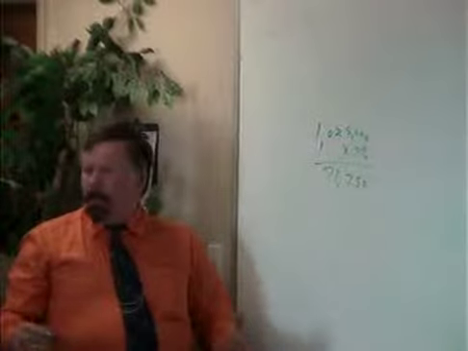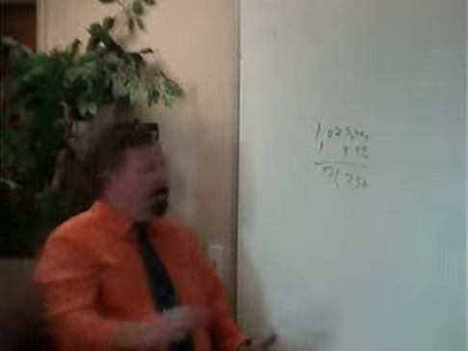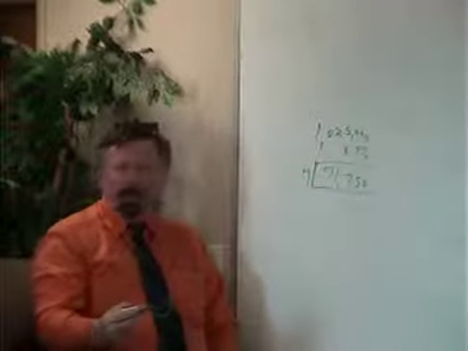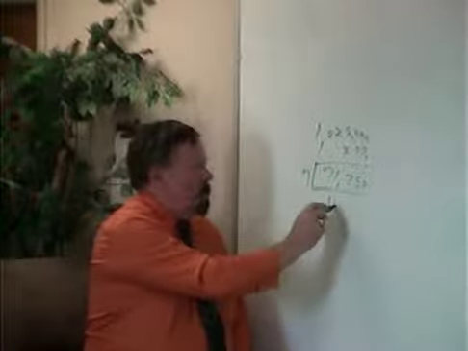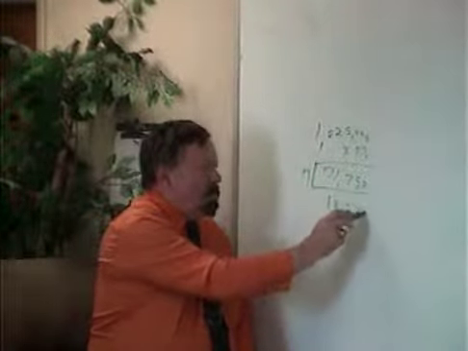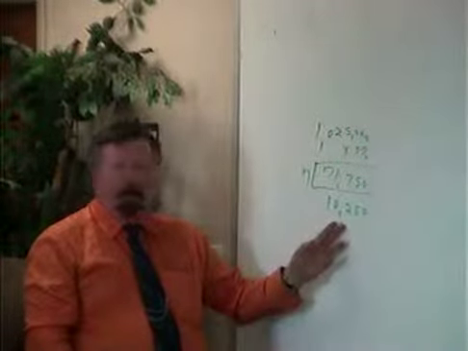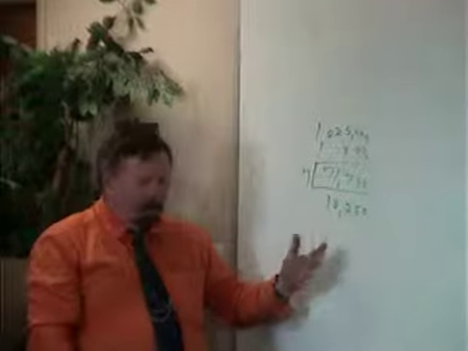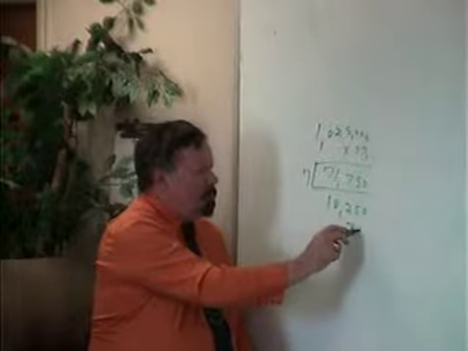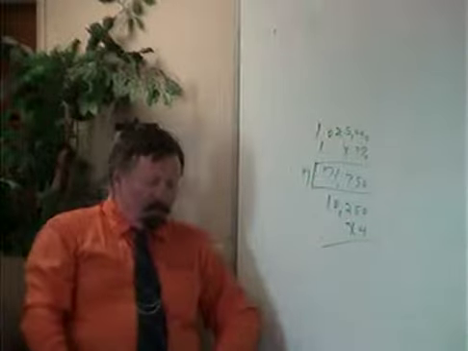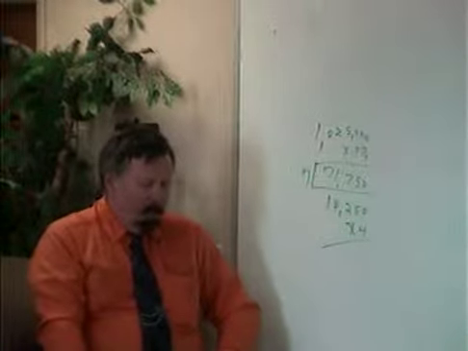How many parts do we have? We have 4 parts and 3 parts. We divide it by 7 to see how much each part is worth. What's that come to? $10,250. Everybody see how I got that? Then I multiply it by the parts I'm looking for, times 4. So the answer on this is A, $41,000.